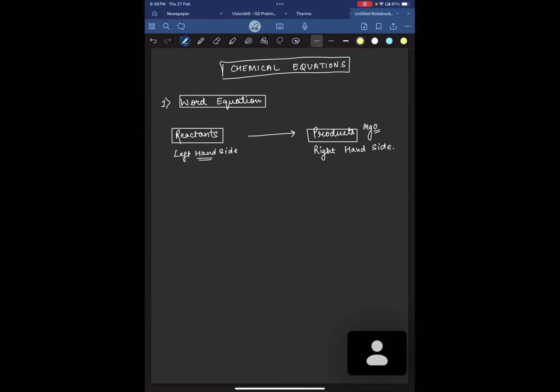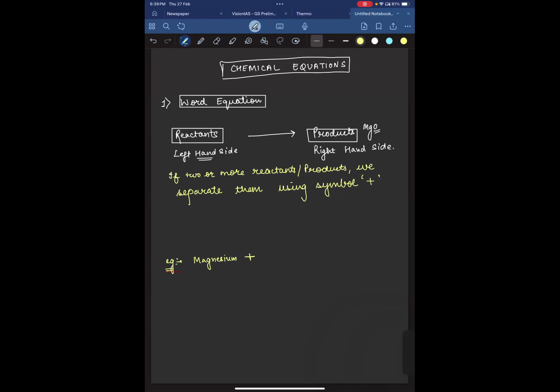So, for example, if I write that there is magnesium, and it is reacting with other substances, if there are two or more reactants or products, we separate them using the symbol plus.